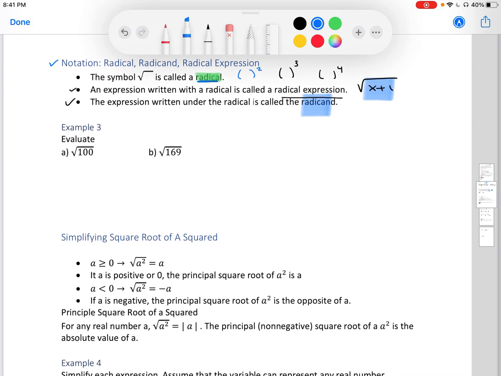Example 3, evaluate. So, same case. Here, for A, we're taking the square root of 100. So you want to think, what number multiplied by itself twice gives us 100? We get 10, right? 10 times 10 gives us 100. Our answer is 10. How about B? The square root of 169. So you want to think, what number multiplied by itself 2 times gives us 169? 13 works because 13 times 13 gives us 169.